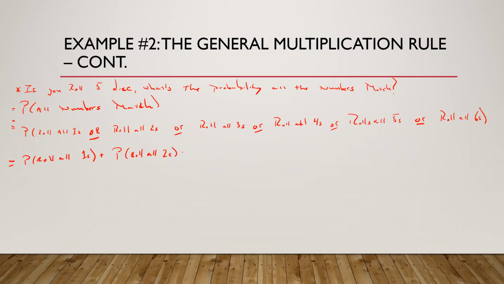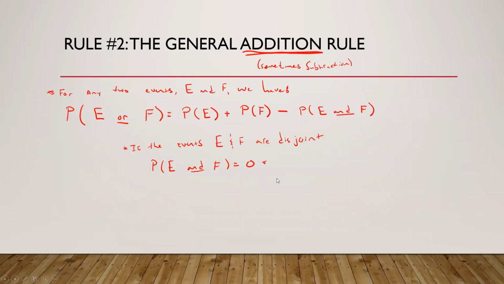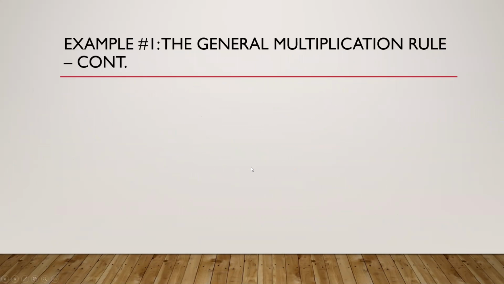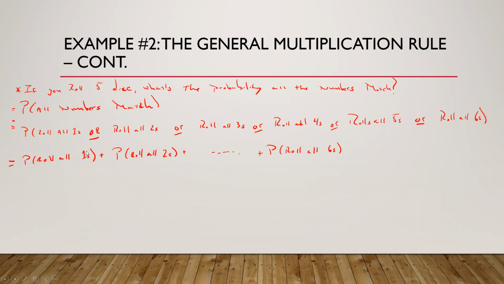Now you have to ask yourself this. When I say sometimes subtraction, you only have to do the subtraction if it can happen at the same time. Okay. So can you roll 5 dice and have them all be ones and all be twos at the same time? No, right. So it's disjoint. So that cannot happen at the same time. I don't mean to go back really fast, but look, that means the probability that they would all happen is 0. So you don't need the subtraction here. That's why you just need to do the addition, because we all realize they're disjoint.